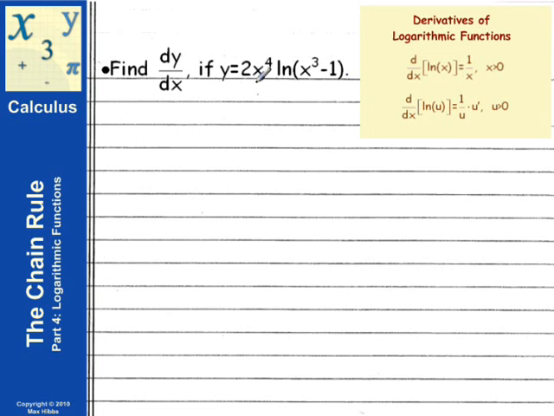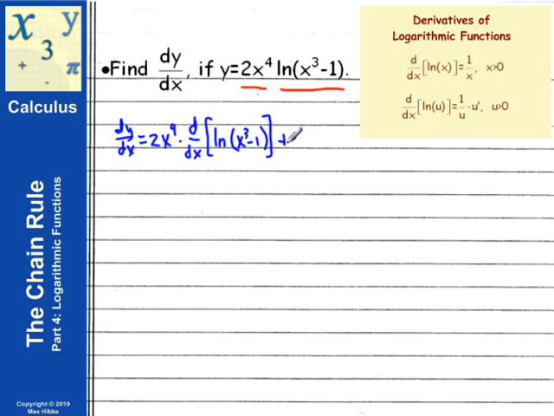In this example, we notice right away that we actually have two functions again. We have 2x to the fourth, and we have natural log of x cubed minus 1. So to find the derivative here, we're going to have to use the product rule. So we prepare to start. To find dy/dx, we'll say first function times derivative of second. So we'll have 2x to the fourth, that's the first function, times the derivative of the second, and the second function is this logarithm, natural log of x cubed minus 1.